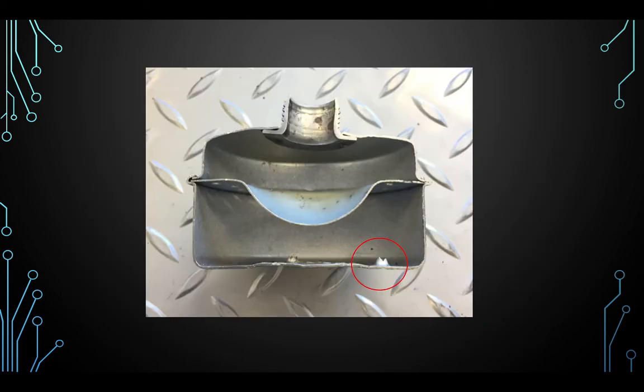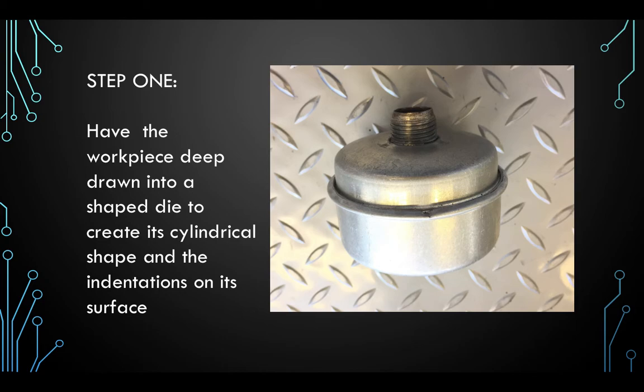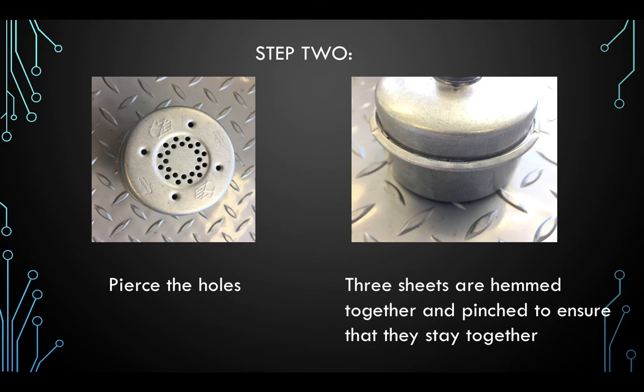The first step of the entire metal working process would be to have the workpiece deep drawn into a shaped die to create its cylindrical shape and the indentations on its surface. The middle sheet is pressed with a rounded punch to create a barrier for noise reduction. The next step would be to pierce the holes and have the scraps removed from the workpiece.